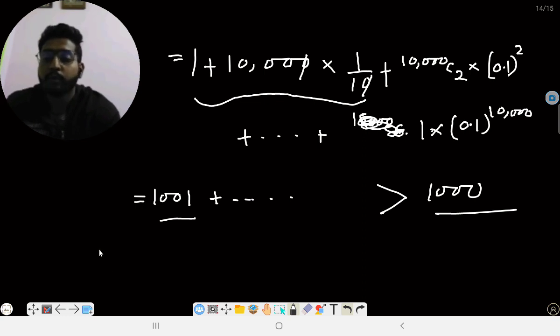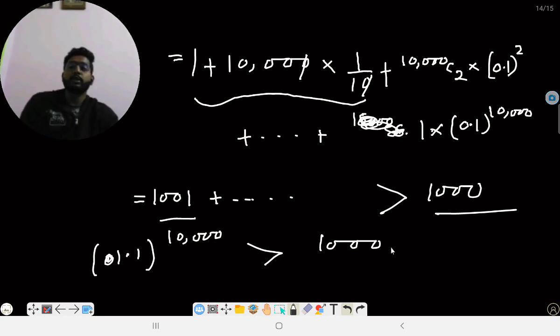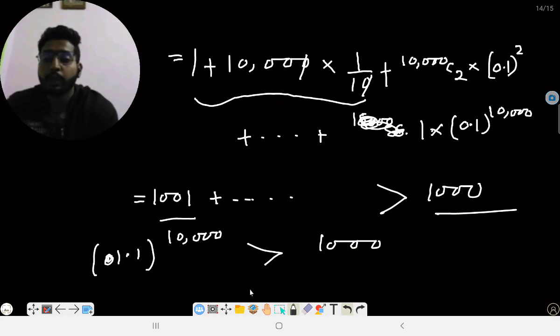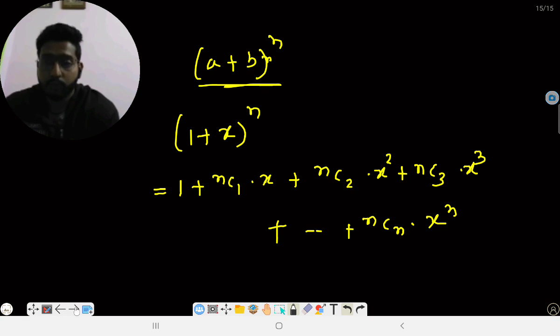So from here we can write 1.1 whole to the power 10,000 will be greater than 1,000. So using the binomial we established that 1.1 to the power 10,000 is greater than 1,000. We have only used the formula a plus b whole to the power n. Okay, so this is the way to solve this.